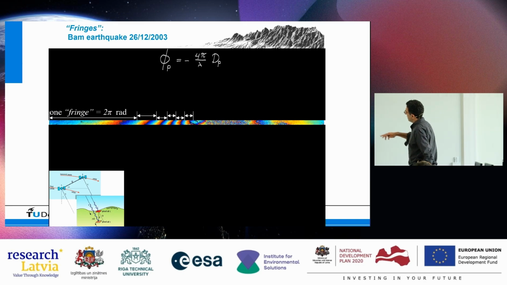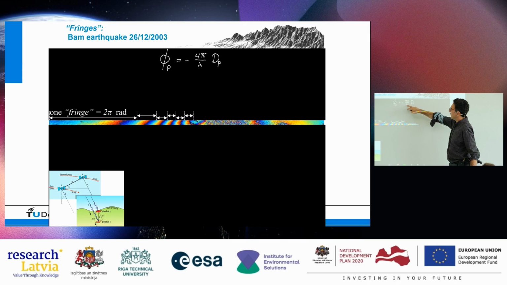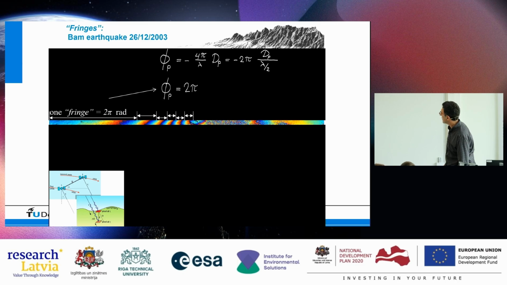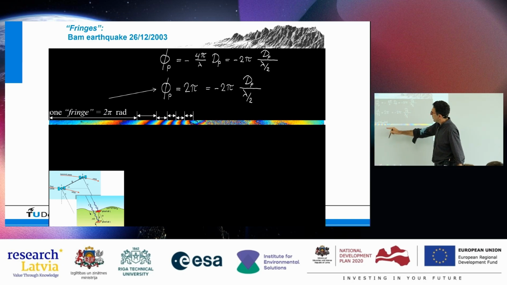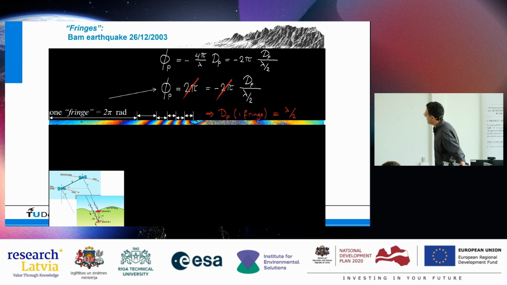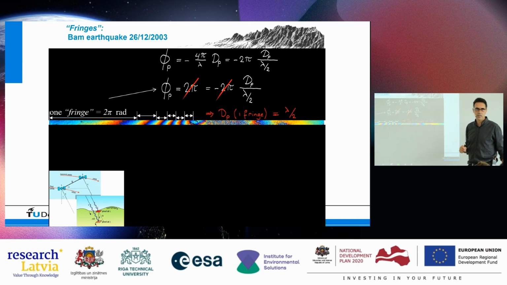Okay, so the phase that we're measuring was 4 pi divided by lambda times the displacement. And this is what I just said, so this is related to half of the physical wavelength. Same thing for 2 pi. So if we have one fringe, one cycle from blue to blue, then the phase that we get is 2 pi. So this is one cycle. So then we get 2 pi is 4 pi divided by lambda times the displacement, and then these pi's drop out. So the displacement for one fringe is half a wavelength. That's how we get there.